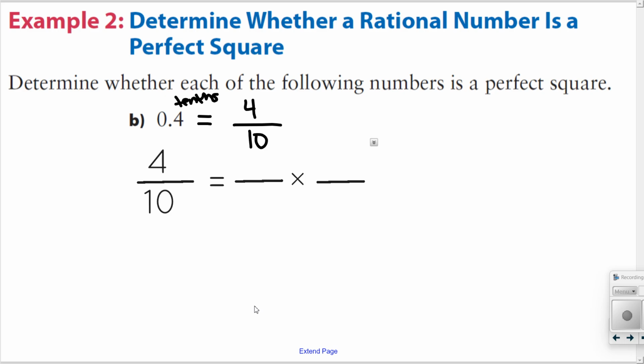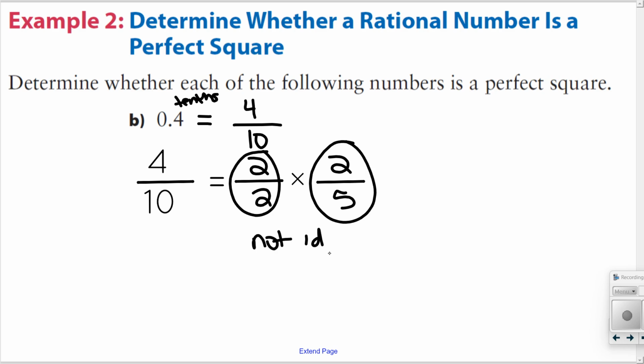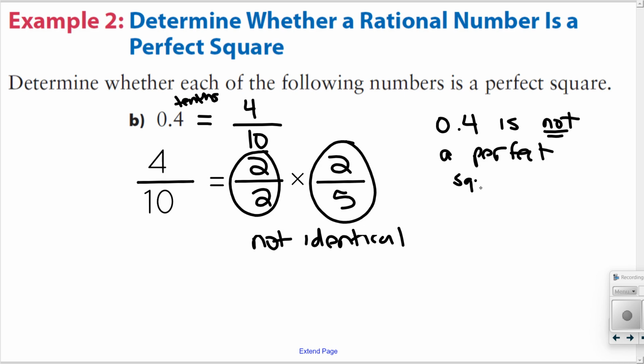I want to know, can I write 4 tenths as two identical factors? In the numerator 4, I know I can write that as 2 times 2. That's a perfect square. But in the denominator, 10 is 1 times 10. Those aren't identical. Or 2 times 5. Those also aren't identical. So even though the numerator was a perfect square, denominators have to be as well. That means that 0.4 is not a perfect square. So again, perfect squares, two identical factors.